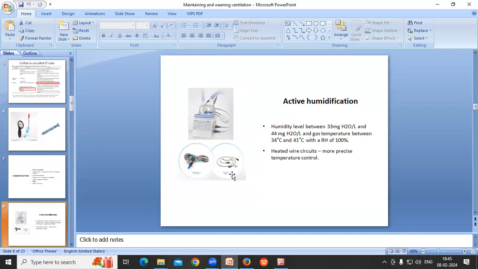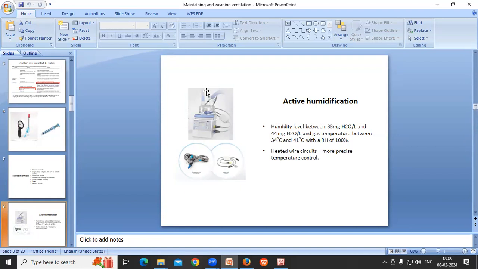For NIV, the temperature you're going to select is around 34. For invasive mechanical ventilation, you're going to select a temperature around 37. That's the main difference. But the mechanism is the same. Because in NIV, you're delivering to the nose, so the rest of the temperature can be maintained by your upper airway.